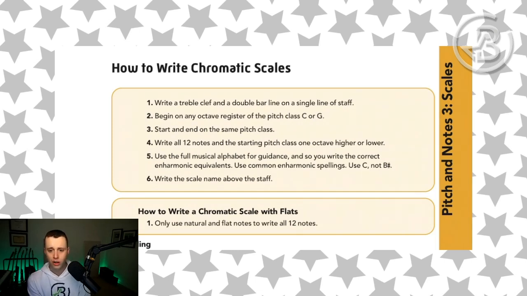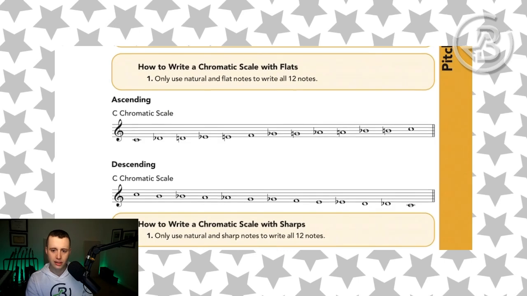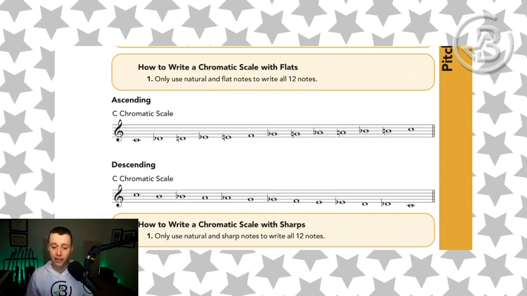And you're going to write all 12 notes and the starting pitch class 1 octave higher or lower. Now you're going to use the full musical alphabet for guidance so that you write the correct enharmonic equivalents. Remember to use the common enharmonic equivalents like C and not B sharp, and write the scale name above the staff. Now we're going to have two different ways of writing the chromatic scale. We're going to write the chromatic scale using only flats for the enharmonic equivalents, or we're going to write the chromatic scale using only sharps for the enharmonic equivalents.